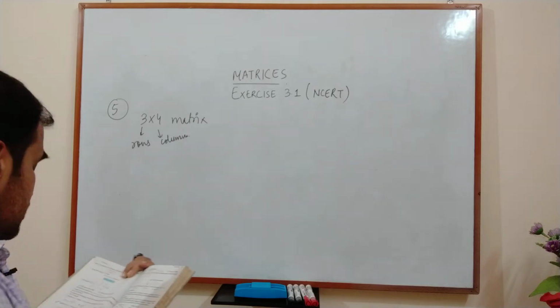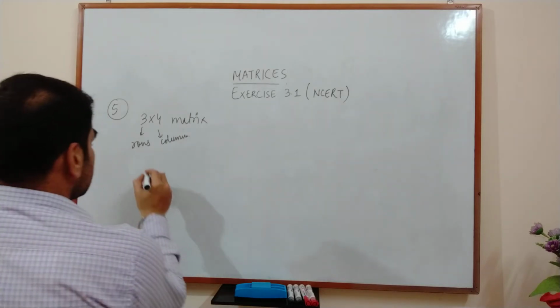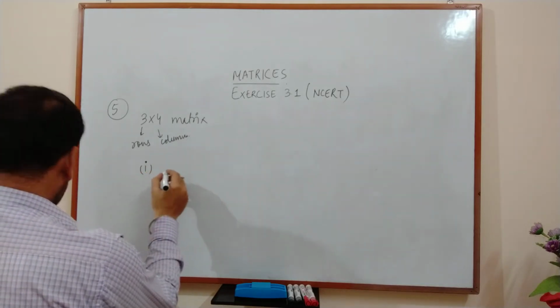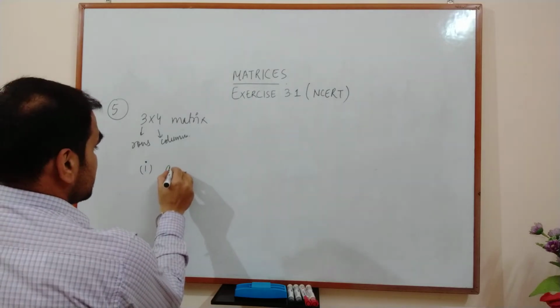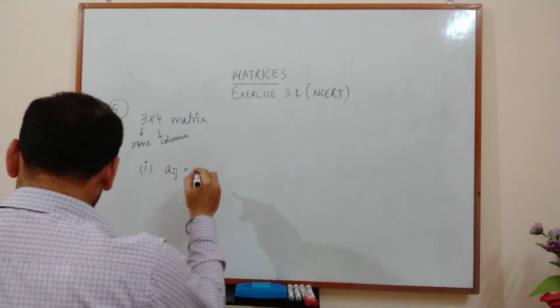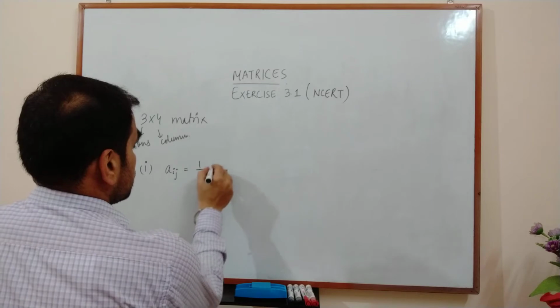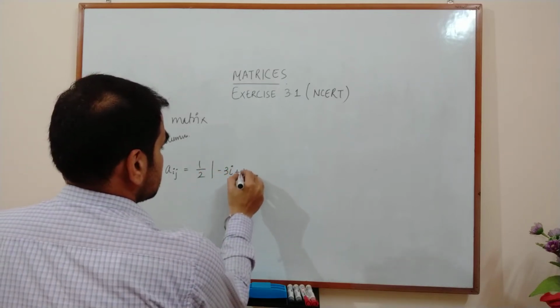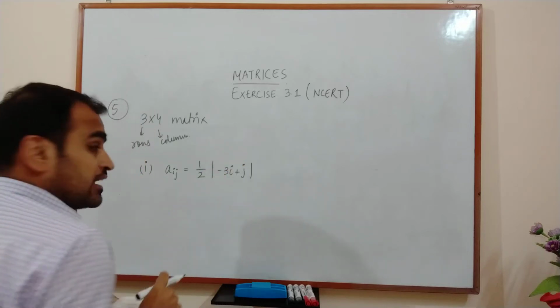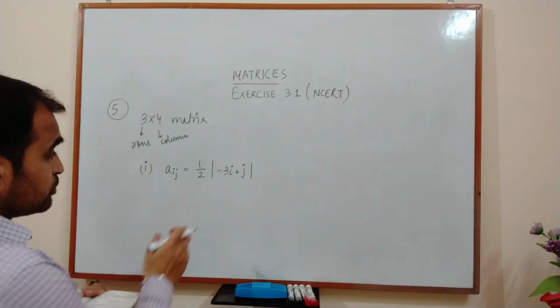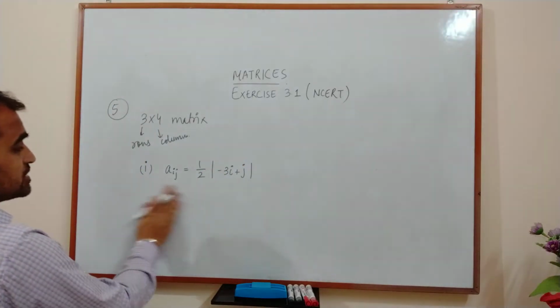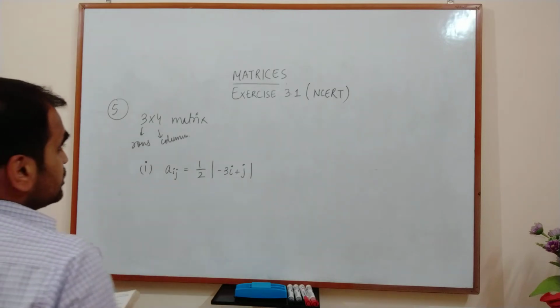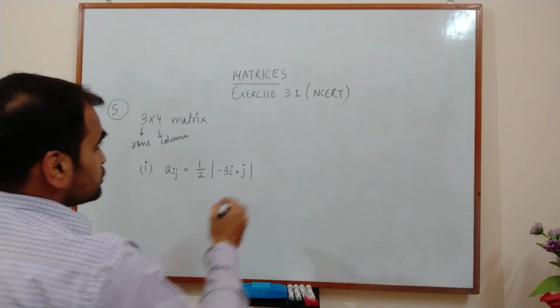Okay, and whose elements are given by? So the elements are given by this. The first part is a_ij equals 1 by 2 mod of minus 3i plus j. Okay, so we must know how this mod function works. This mod function always produces positive values. So here we have to design a 3 cross 4 matrix.